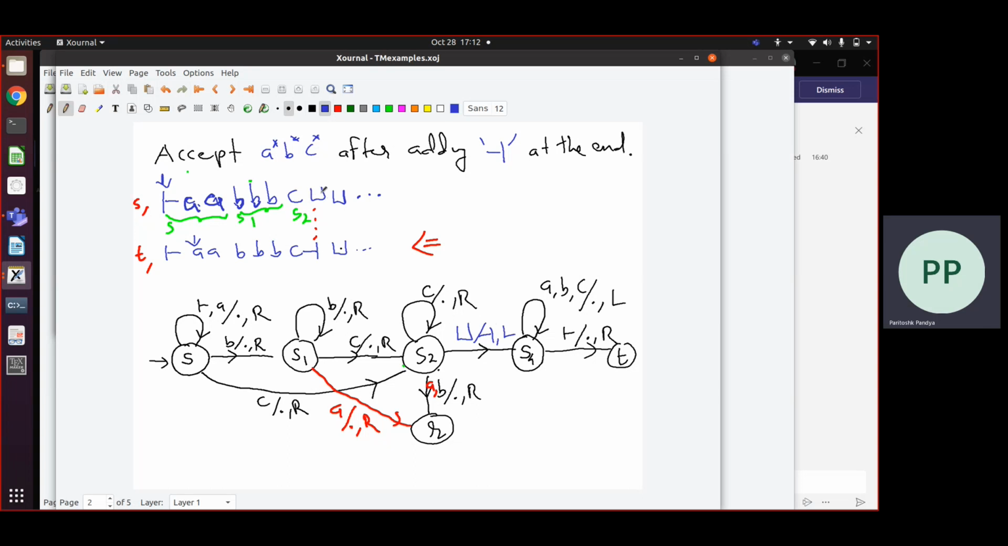So your configuration becomes something like this. Once the head is here, you replace this blank by the right hand marker and your head comes here. And then once the head is here, you skip to the left using this transition. All A's, B's and C's you skip to the left till you get the left hand marker, at which point you move one position to the right. So you will wind up with the head being one position to the right of the right hand marker, that is this. Why are we doing this?